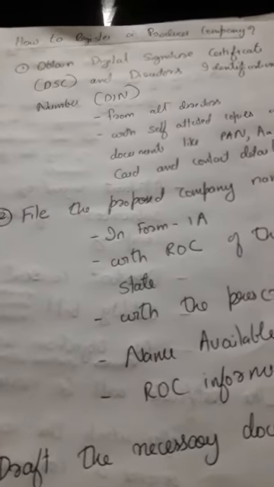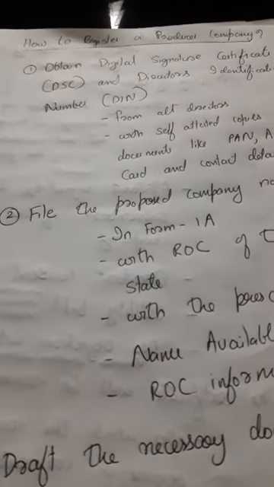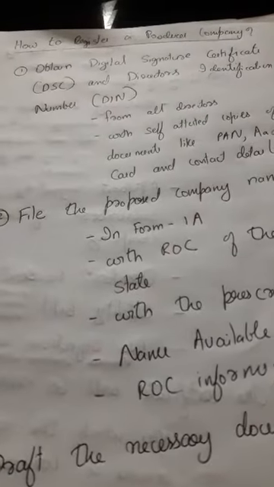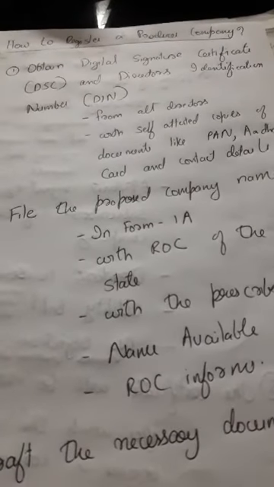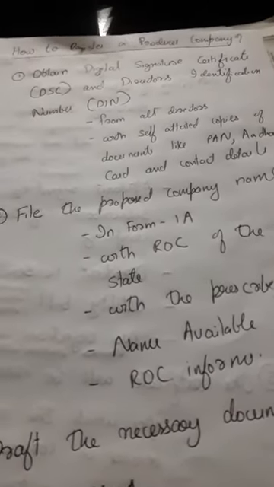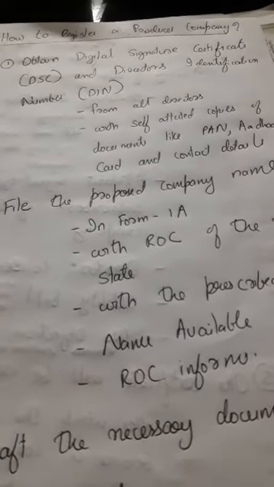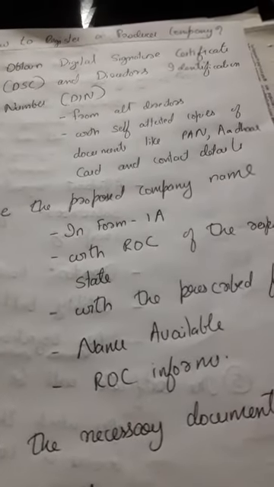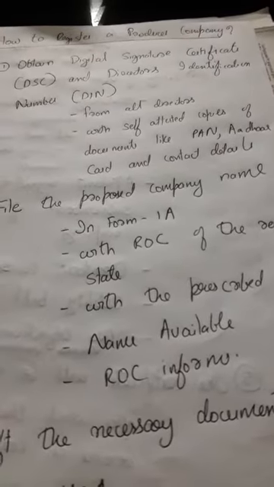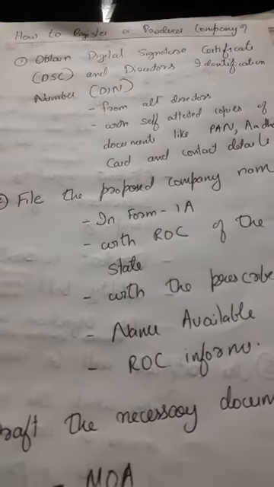For registering a producer company, the promoters have to obtain a digital signature certificate (DSC) and a director identification number (DIN) from all directors, with self-attested copies of documents like PAN, Aadhaar card and contact details.